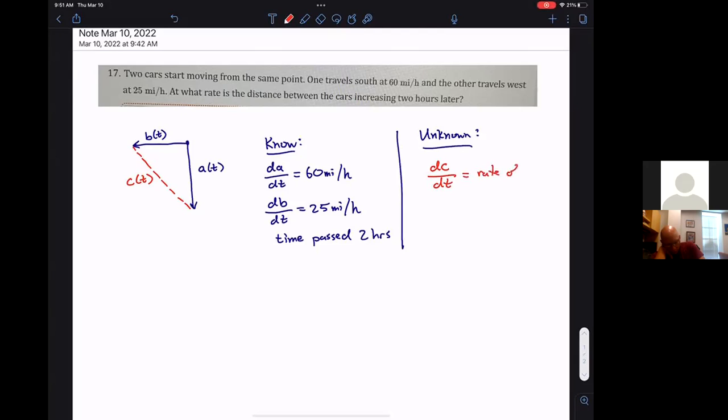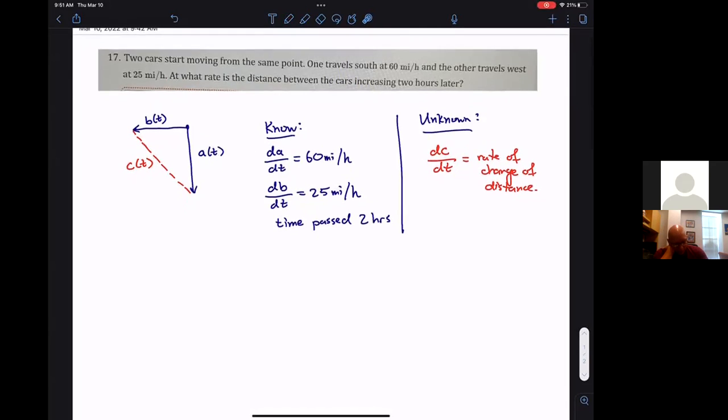The rate of change of the distance. So it's interesting, I know a bunch of rates. I know dA/dt and dB/dt, but I want to solve for dC/dt. I don't know a whole lot else, and I need to know at what rate it's increasing 2 hours later. So I don't have a lot else to write down. At this point, I'm going to write down the equation which feels relevant to me. I'm still looking at sides of a triangle, so the equation I propose to use is the Pythagorean theorem.